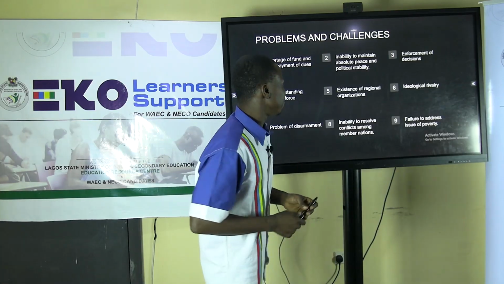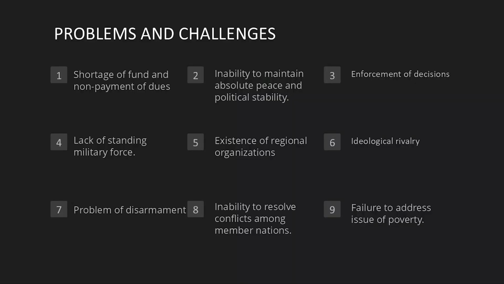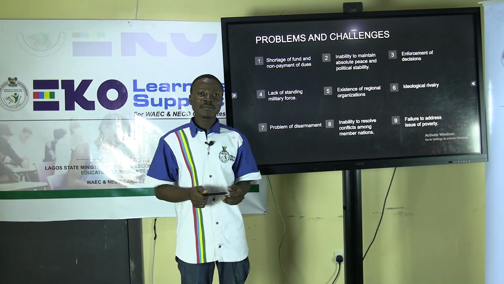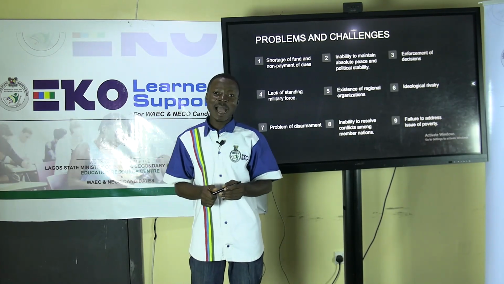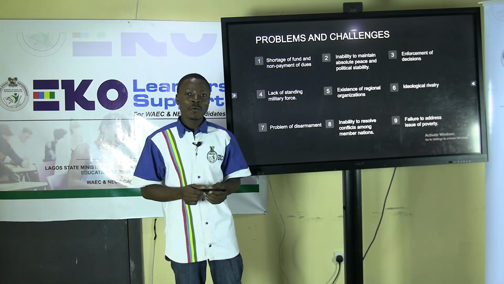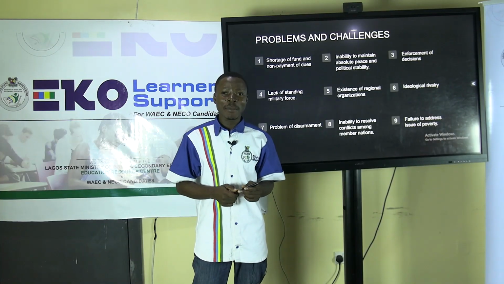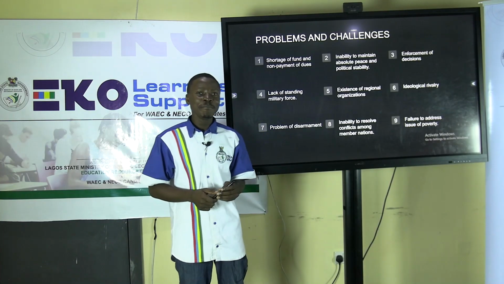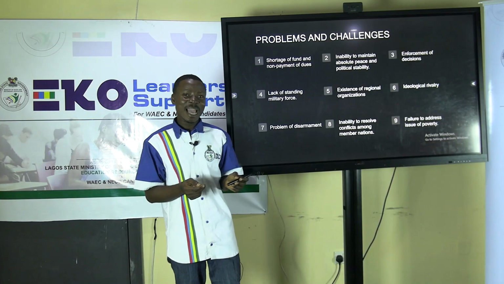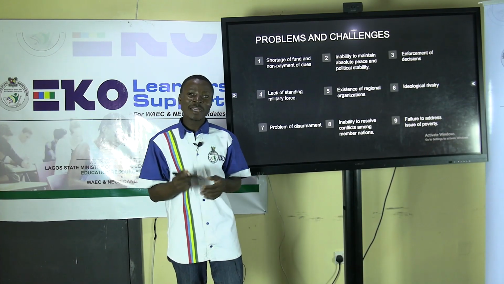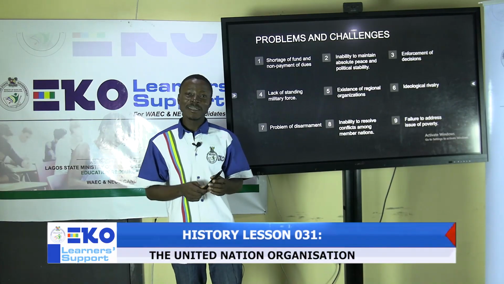And also the failure to address the issue of poverty. Despite the activities of ECOSOC as an organ of the United Nations, there are still several people around the world living in poverty, like in Nigeria and India, which have a very large population of people living below standard. For example, living below the expected $1 per day living expenses.